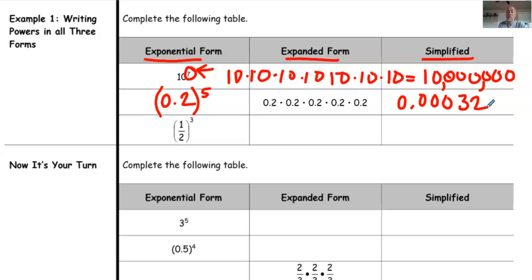Now, can you do that in your head? Maybe, but if you can't, grab a calculator and multiply 0.2 times 0.2 times 0.2 times 0.2 times 0.2. Or if you know how to use the exponential function on your calculator, do it this way.